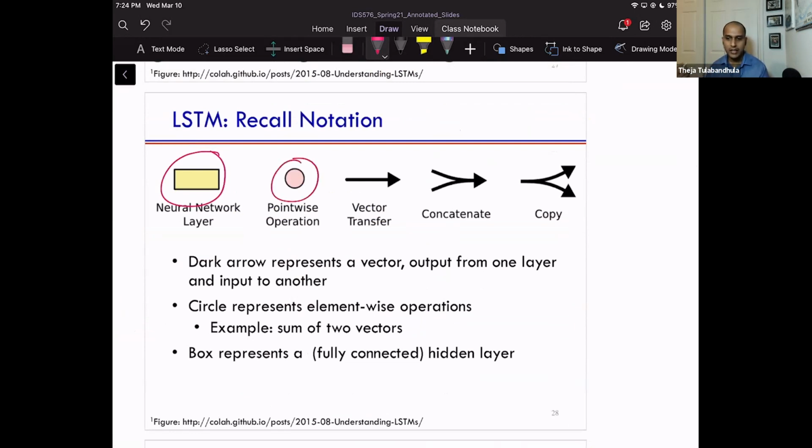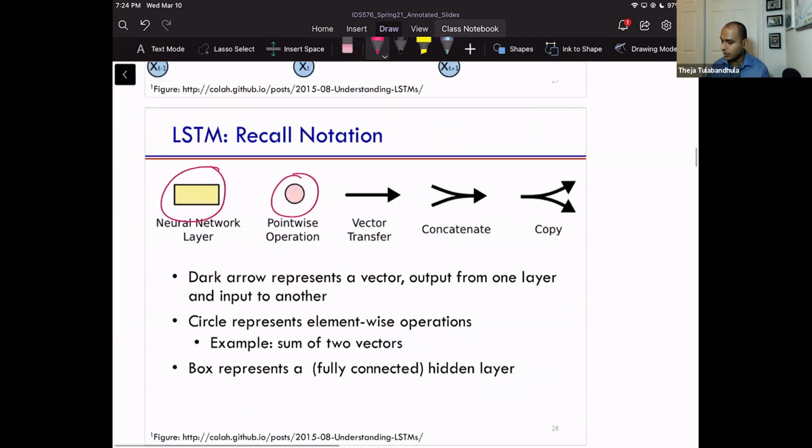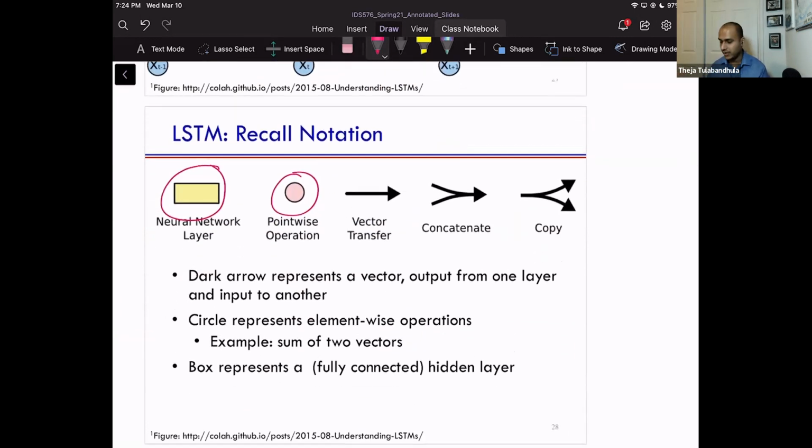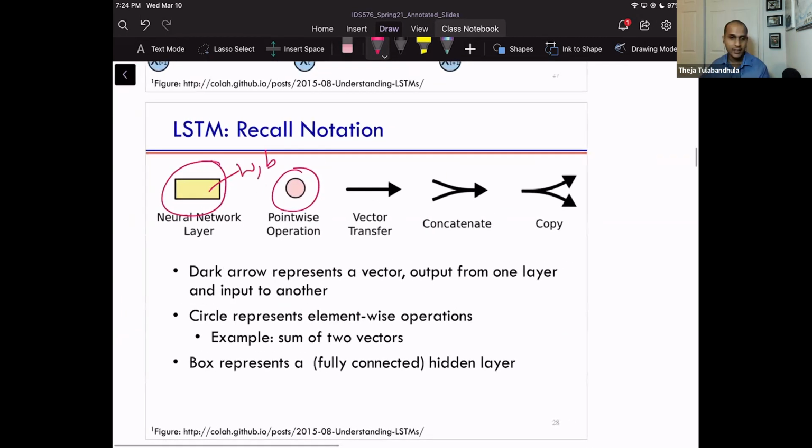The red or pink circular nodes represent pointwise computation. So they are not layers. A layer just means there's a w comma b involved. A circle just represents a pointwise operation.